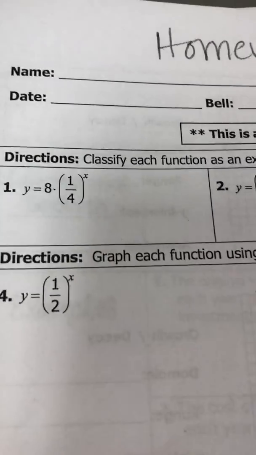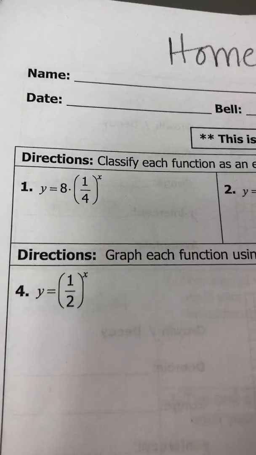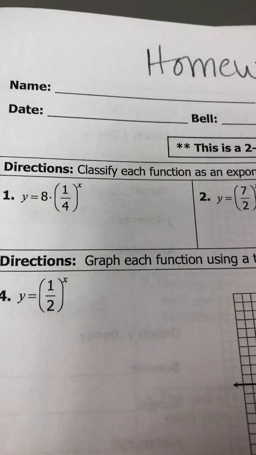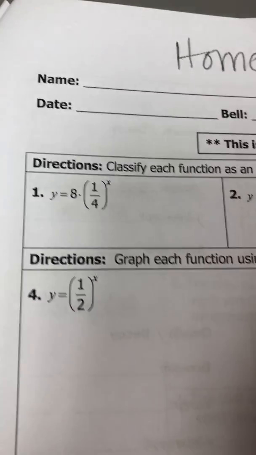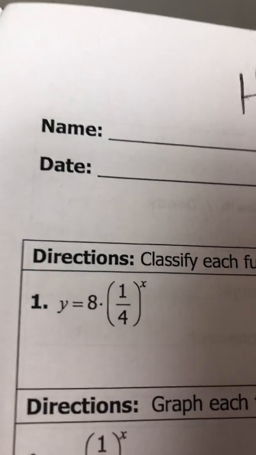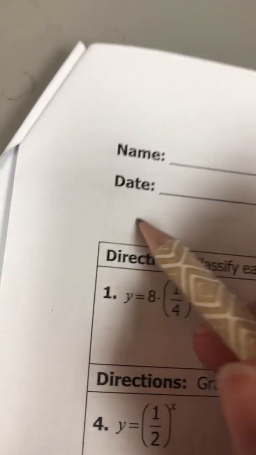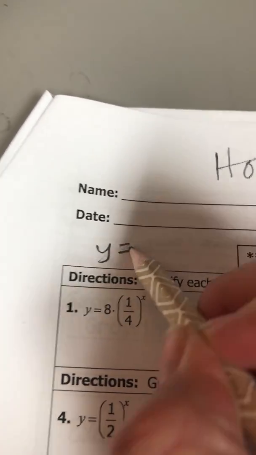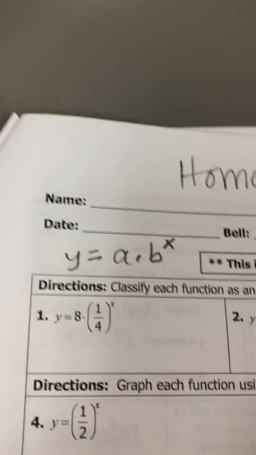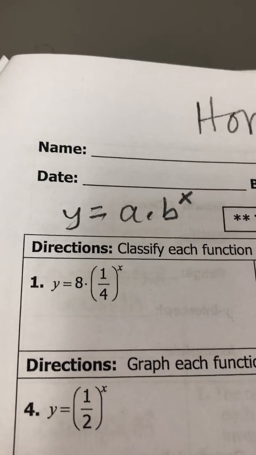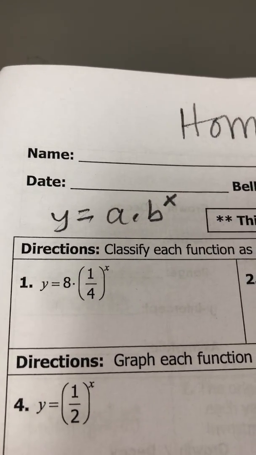So if I refresh a couple of things, I want to remember that I have my exponential function form, and it's helpful to even rewrite that. We're going to do that here. So y equals a times b to the x. And I know that that's an exponential function because I have an exponent as a variable.